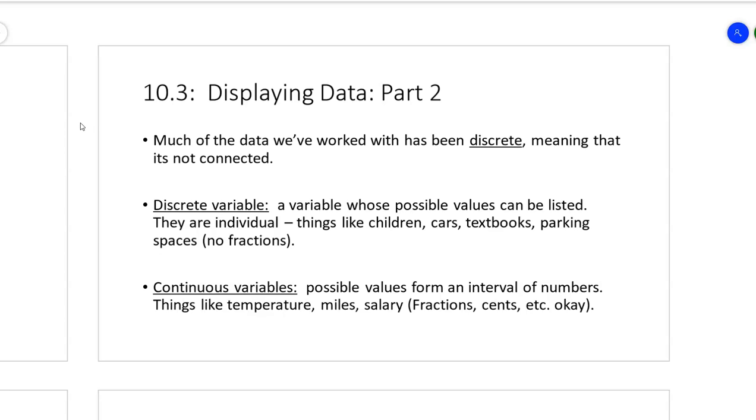It would be 52. It would be 43. It wouldn't be 17 3/4 cars, even if you're missing one of your taillights and a door. It's still a car. Same thing with textbooks. Parking spaces, no fractions. Continuous variables form an interval of numbers.